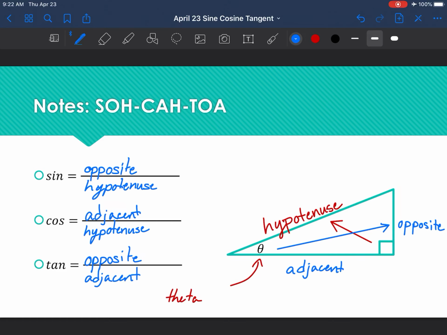That's where this acronym comes from, SOHCAHTOA. The first part says sine is opposite over hypotenuse, the middle one is cosine is adjacent over hypotenuse, and tangent is opposite over adjacent. Sometimes you'll see it written like this, and I actually kind of like this a little bit better: SOH, then CAH, and then TOA.